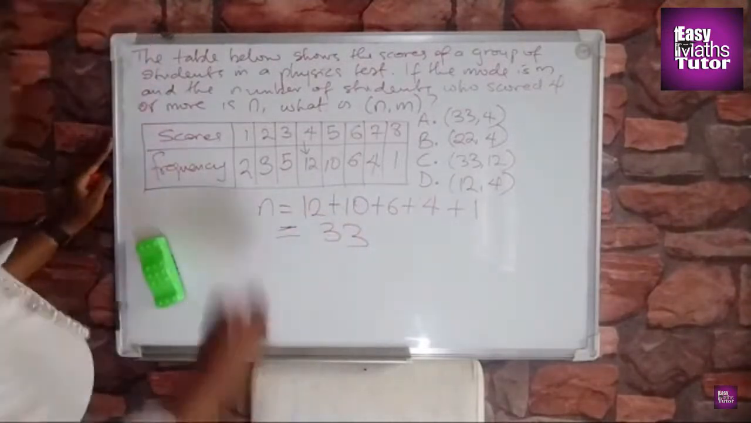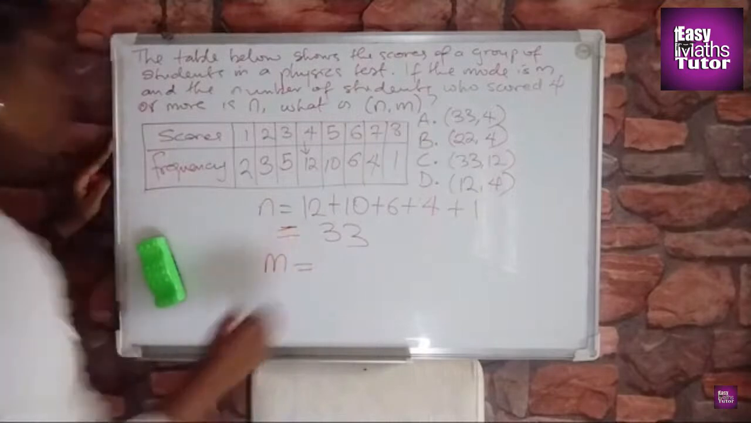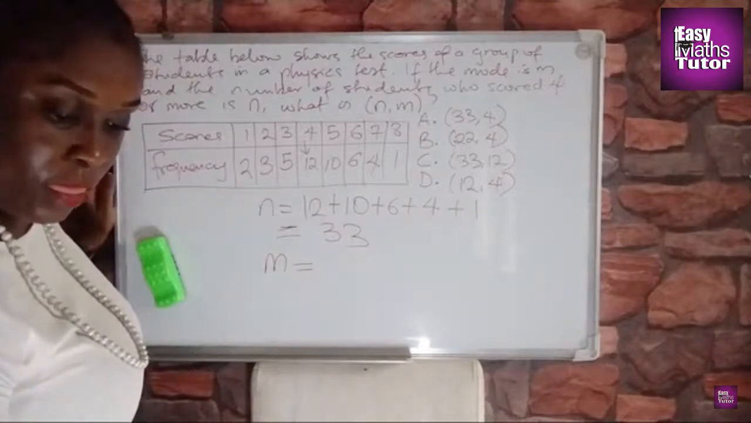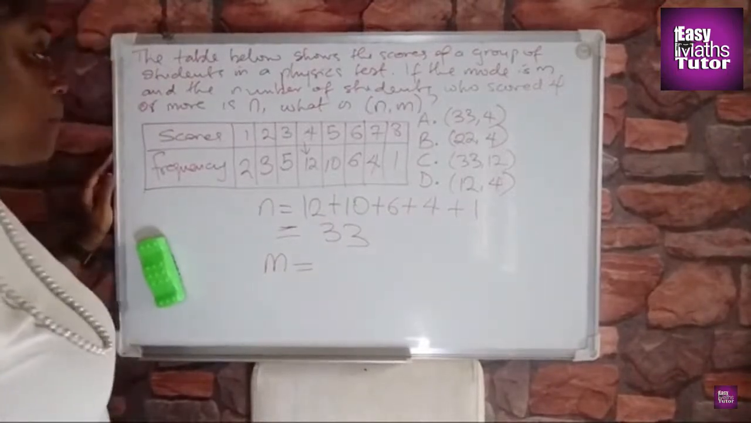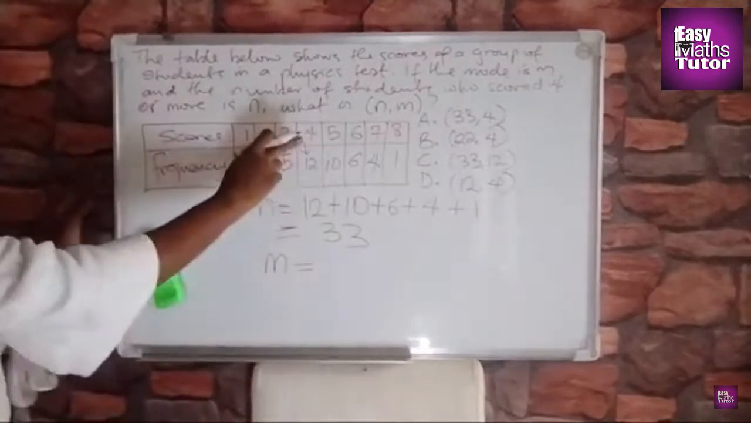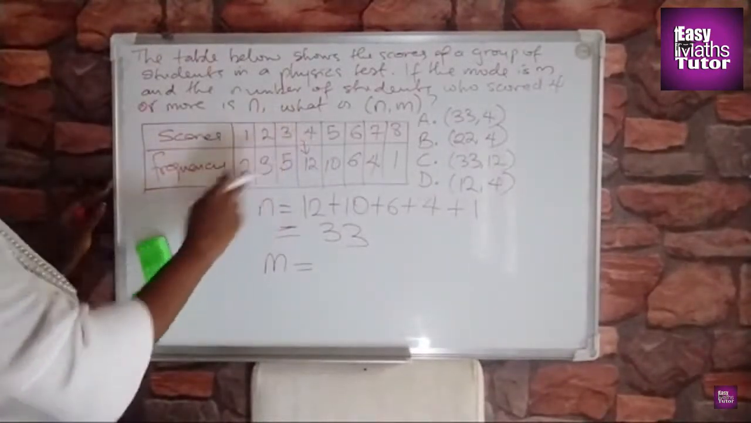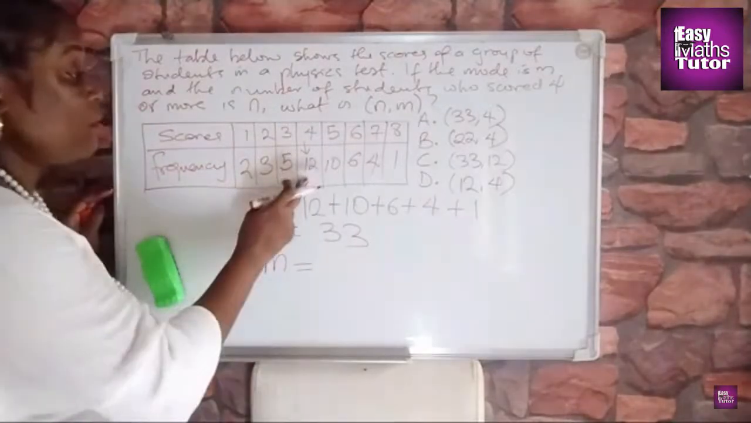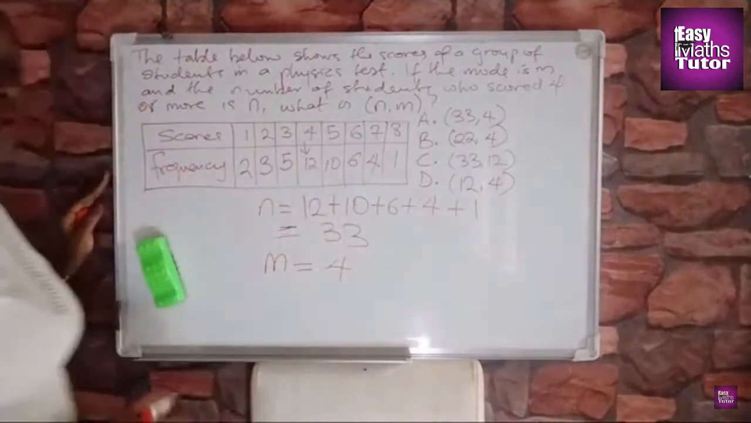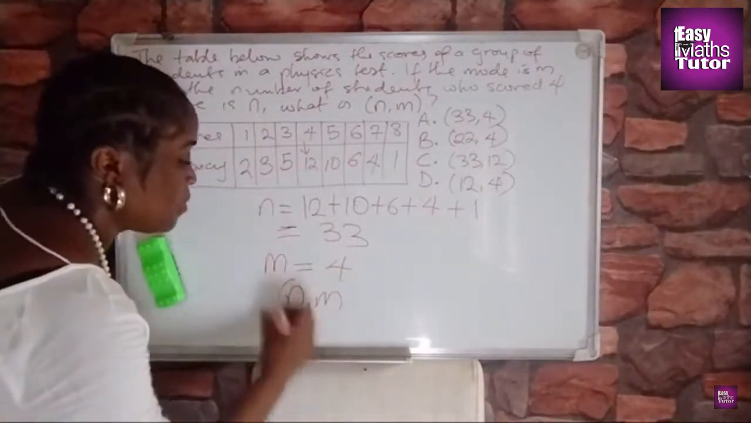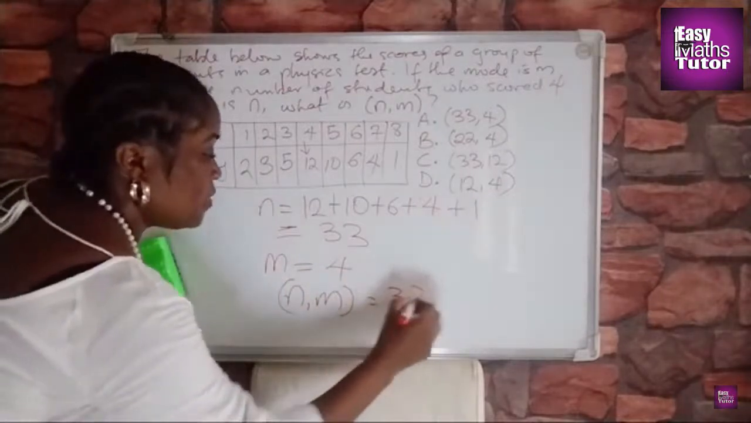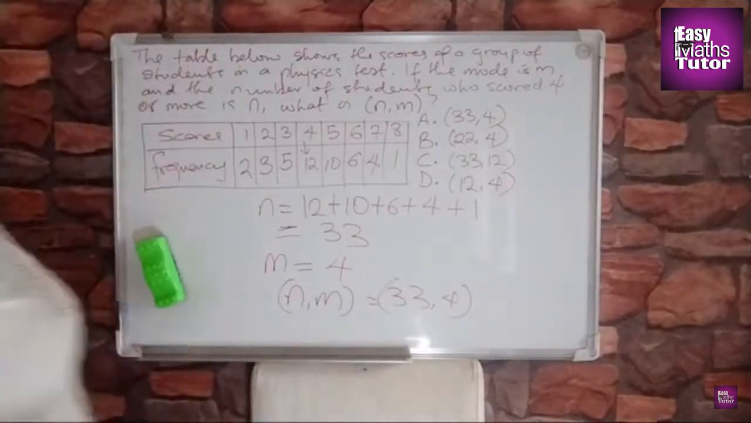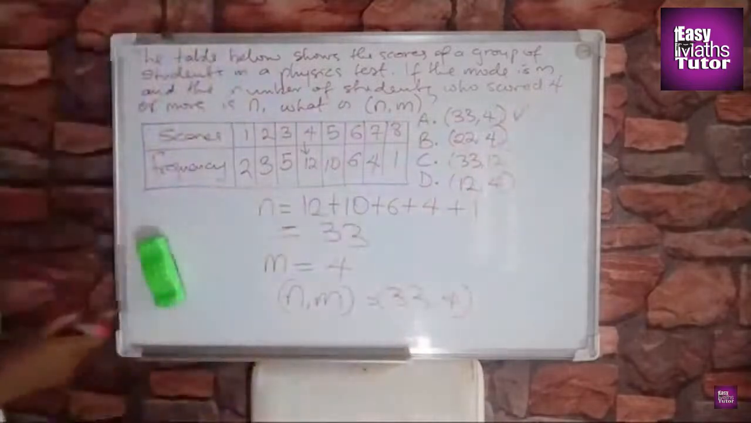And then we have M. What is the value of M? That's the mode, the highest occurring score, which is 4. The highest occurring score out of all the scores is 4, because 4 has 12, and 12 is the highest number we have here. So M is 4. Therefore, NM will give us 33, 4. So among the options, our answer will be A.